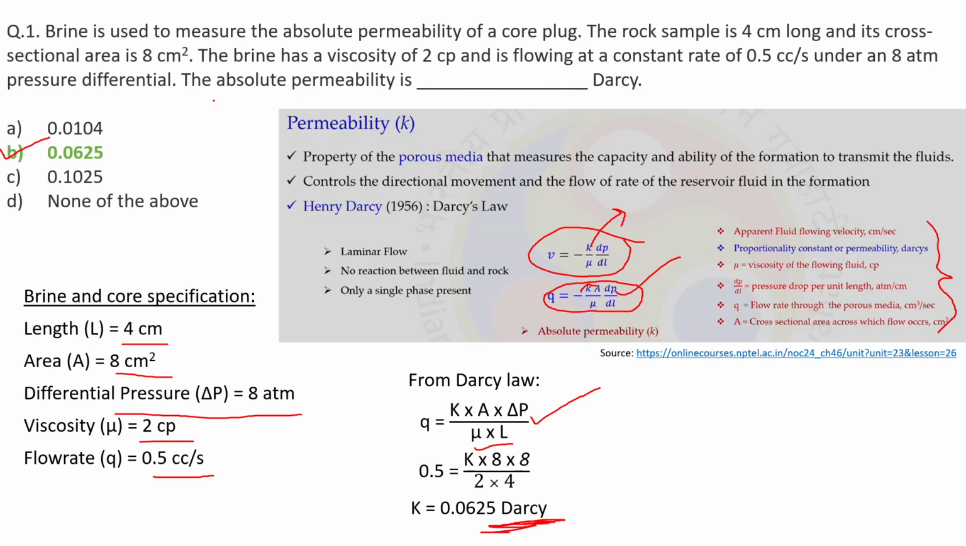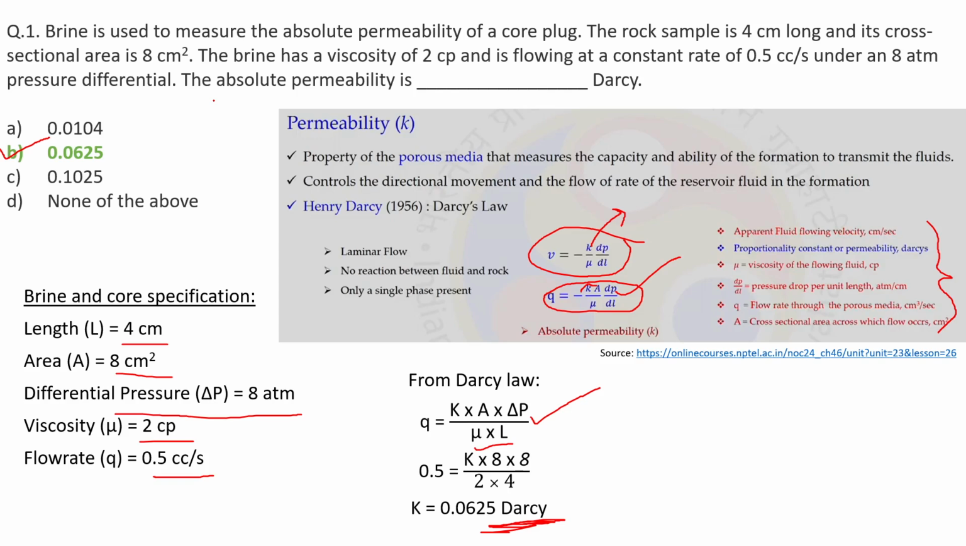So it is a proportionality constant, where the proportionality is between the flow rate and the pressure drop. That proportionality is defined by the absolute permeability. So dP by dL, the pressure drop with respect to the length, when we equate it with the velocity or the flow rate, the proportionality constant that we get is defined by this permeability.